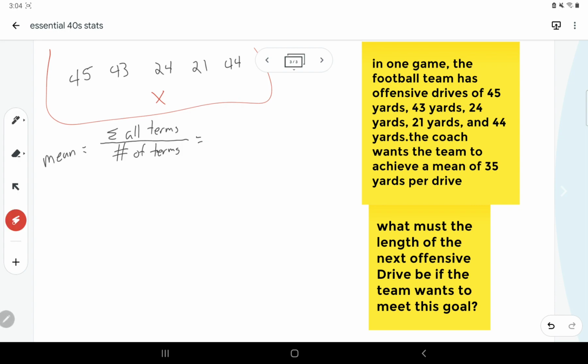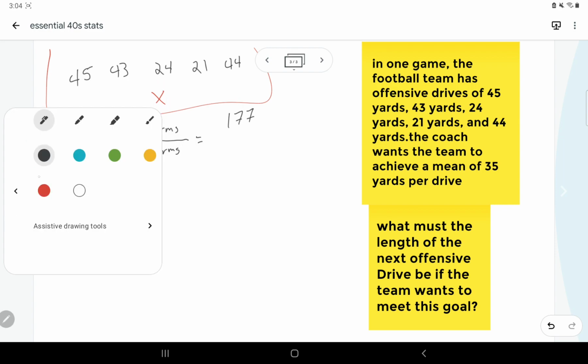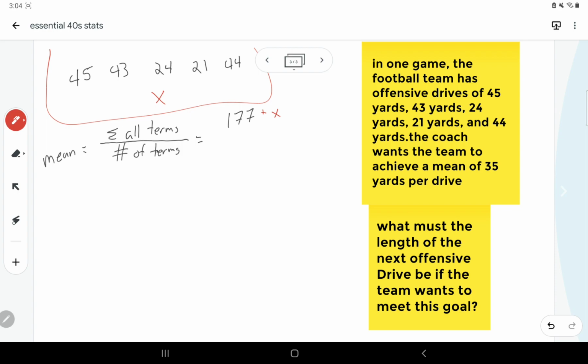So we can still do, well, we have to add all these up, but we don't know what x is. So we can add up everything else. So if we do 45 plus 43 plus 24 plus 21 plus 44, we will end up with 177. Okay, it's just some quick math. But we still have that x left over, and we still have to add it on. So we're going to do plus x, and we'll worry about it in just a moment. Okay, so we've got 177 plus x over the number of terms. We know that there are 1, 2, 3, 4, 5, and then our extra term, 6. So 6 terms in total.